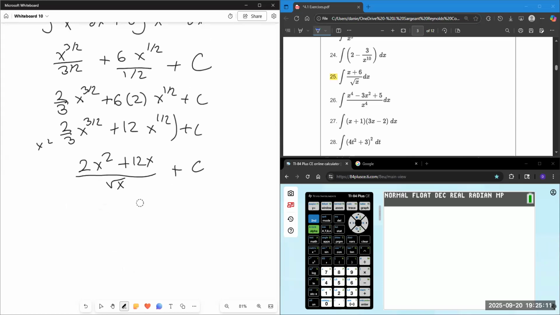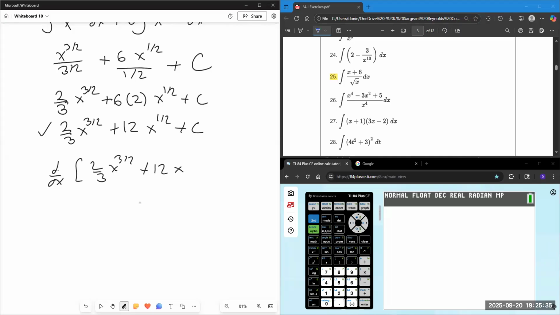Yeah, let's leave this alone. I have no need to do that, especially because of that fraction. I'm just going to create a problem for myself if I try to make a common denominator, and I'm going to force myself to have to use the quotient rule. So let's leave it just like this. The derivative with respect to x of 2/3 x to the 3/2 plus 12x to the 1/2 plus c is x to the 1/2 plus 6x to the negative 1/2.